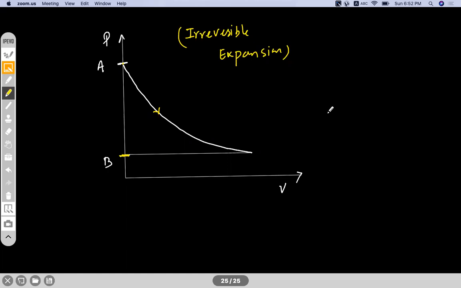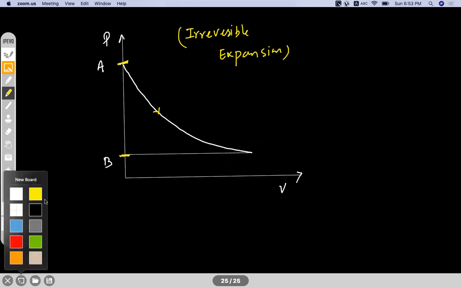No, PV equals nRT is applicable only at this point and this point, initial and final. Understood? Yeah. Path does not matter over here, but it goes like this only. Yeah. So these are the processes you need to understand. Okay.